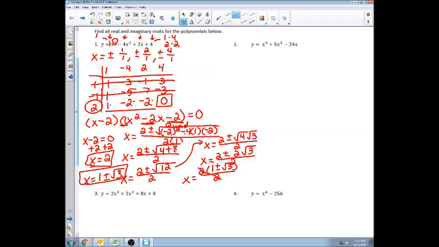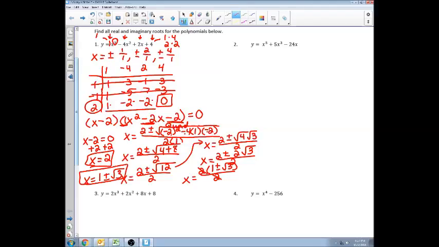Hopefully you remember how to use the quadratic formula. If you do not, make sure you either come in and get some assistance, or you can go back and watch the video on the quadratic formula. It is just a formula. All you have to do is plug things in and work through it.